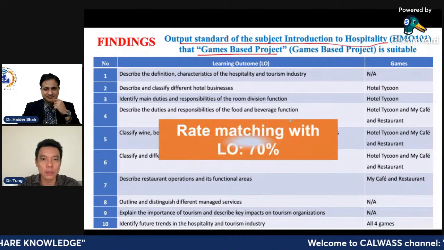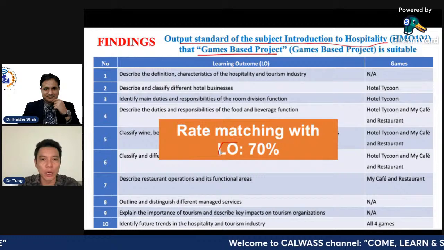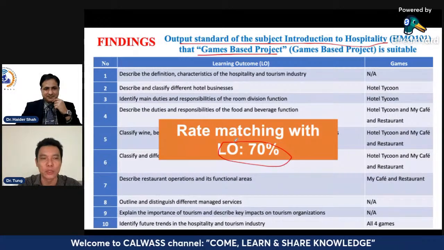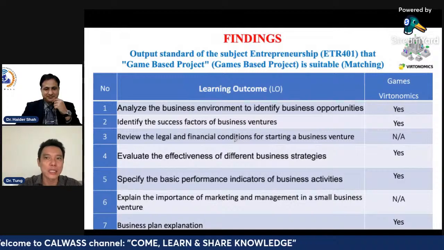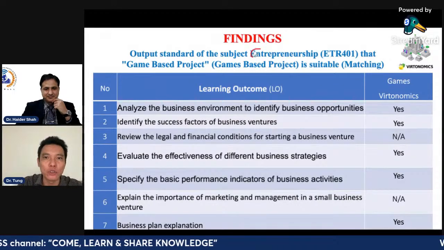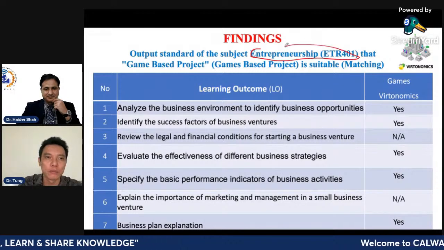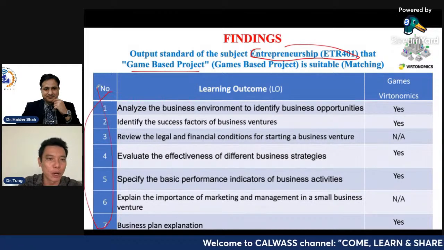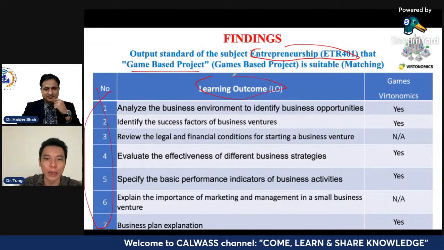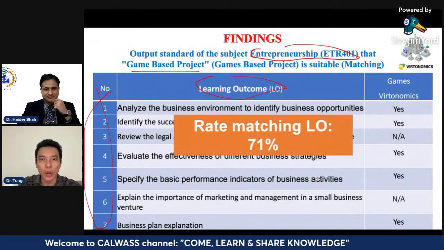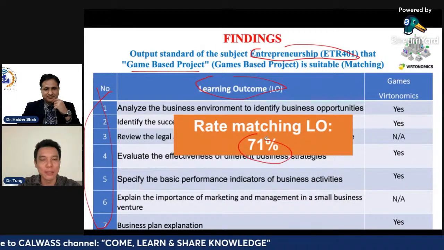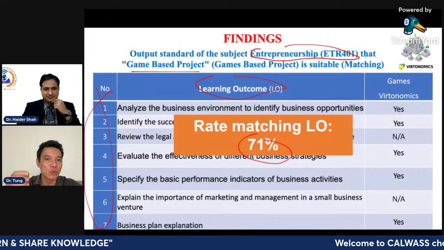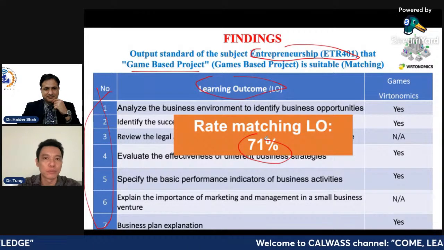So by doing this, the matching with learning outcome is 70% that I can match with the learning outcome of the unit. The next unit is entrepreneurship. I apply game-based learning, and here are seven learning outcomes. The right matching is 71%. That game-based project can match 71% of learning outcome.